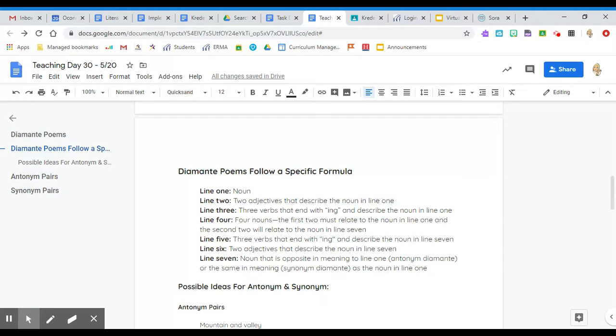They follow this specific formula. Line 1 and line 7 are nouns, with either an opposite meaning or the same meaning in line 7. Line 2 and line 6 are adjectives. Line 2 describes the first noun, and line 6 describes the noun in line 7. Line 3 and line 5 are verbs that end in -ing, and describe the noun in line 1. Again, 3 verbs that describe the noun in line 7. And then line 4 is where you're going to create a phrase that relates to both line 1 and line 7.